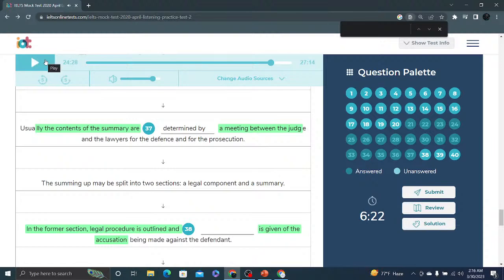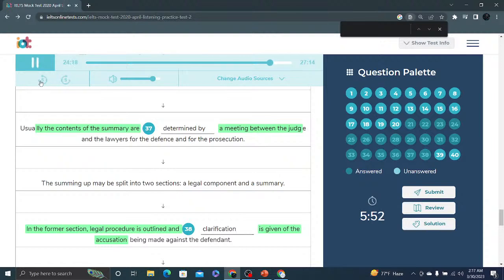So clarification would be the answer. As you are saying, the legal part is basically a clarification of what the charge is. So let me put the answer: CL. Okay, let's listen once again.